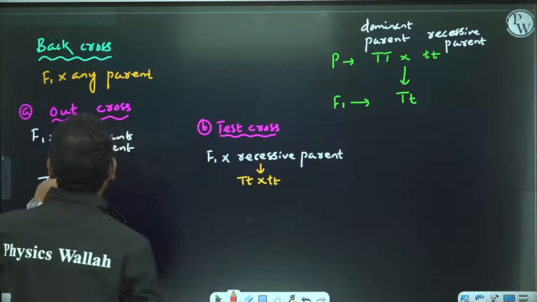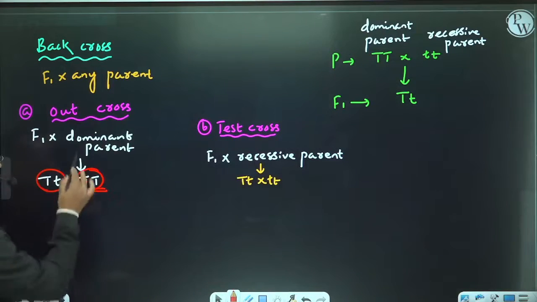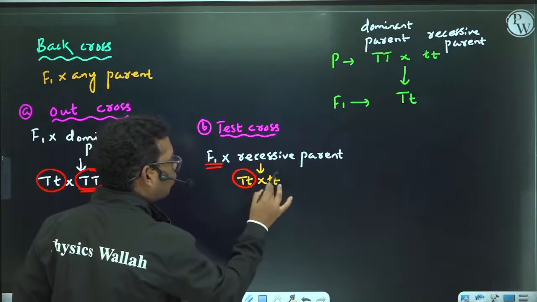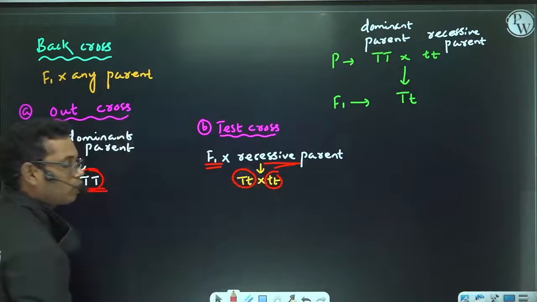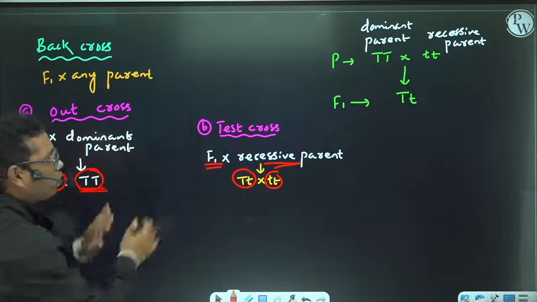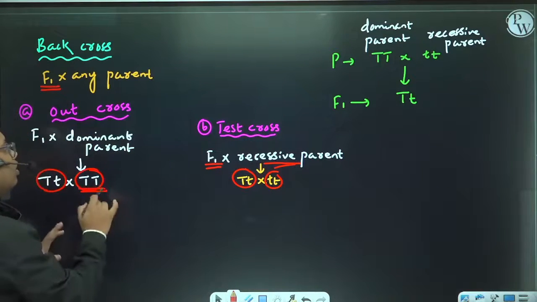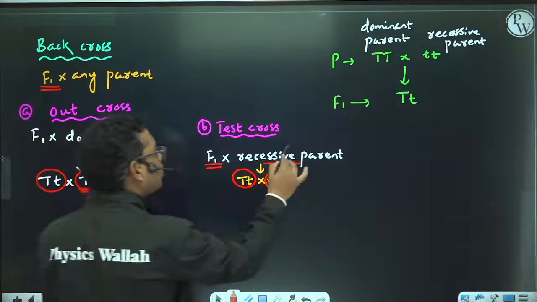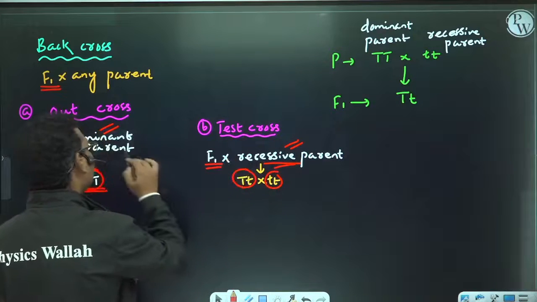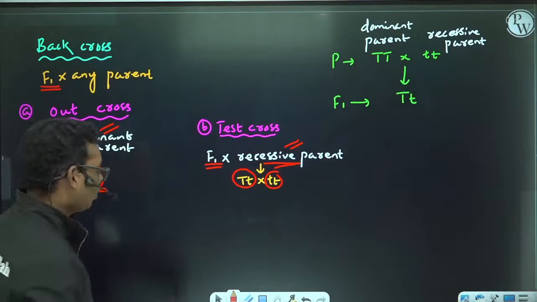Okay, so this is F1 and this is the parent. This is dominant parent. So this is the out cross. This one is F1 and this one is recessive parent. So this is called as test cross. Okay, so the back cross is of two types, out cross and test cross. If the F1, that is capital D small t, is crossed with either the dominant parent or the recessive parent, they are called as back cross. If recessive parent is taken, test cross. If dominant parent is taken, that is called as out cross. Okay, that is what I have written here.